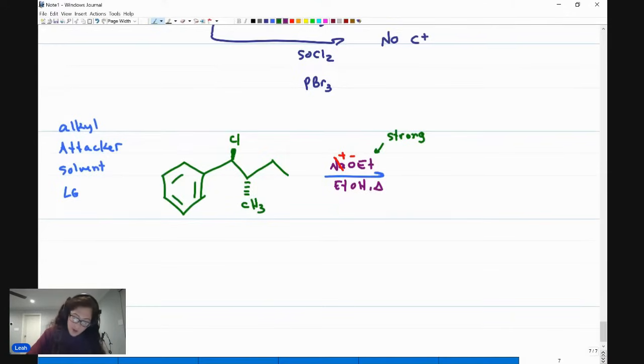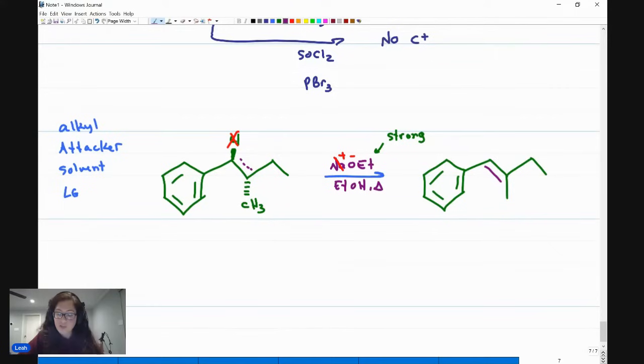The shortcut for an E2 product is to redraw the skeleton as you see it without the leaving group. And so if I draw it out like this, and I redraw my skeleton like this, I cannot put a pi bond here because this carbon has no hydrogen. There's nothing there to eliminate. So it's got to go in this direction. Does that mean that this right here is my product? Does this look correct to you?